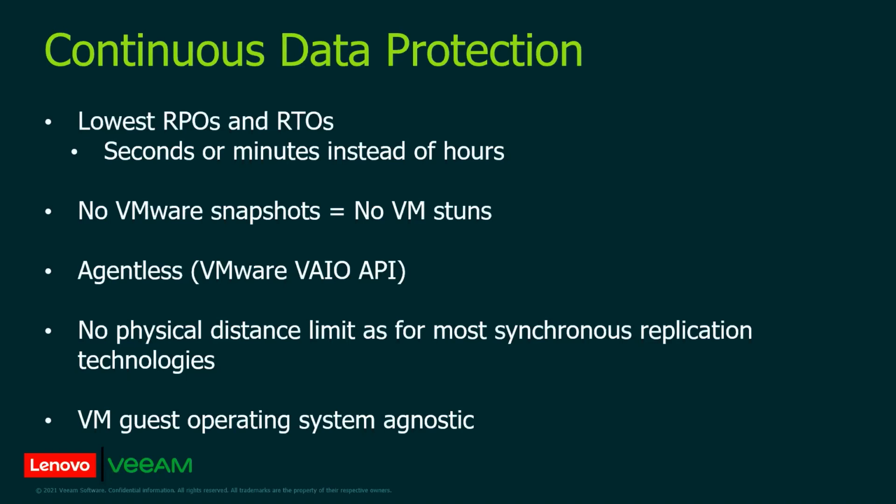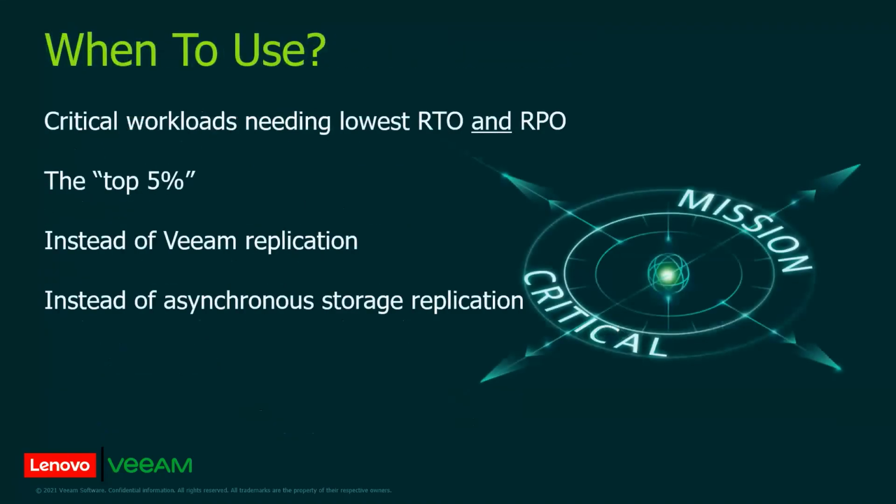Since it's asynchronous, we don't have some of the physical distance and latency requirements that some synchronous replication technologies impose. And since we're intercepting data at the individual IO level, we of course don't care what the VM guest is. We're just simply intercepting blocks and sending them down the wire.